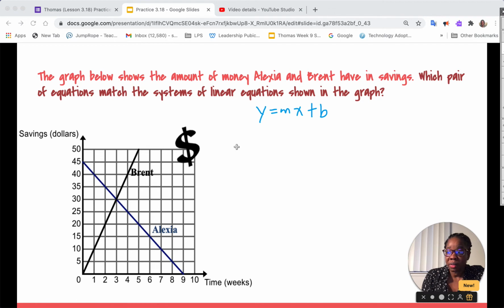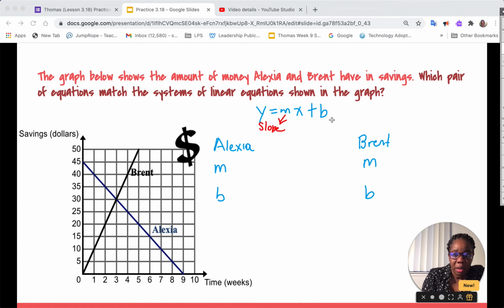So we want to find, for Alexa's line, the slope and the y-intercept, which is the b. And for Brent, we need to do the same thing. So we need to find what m is and what b is. Now, remember, m represents the slope of the line, which is the rate of change, and the b represents the y-intercept.